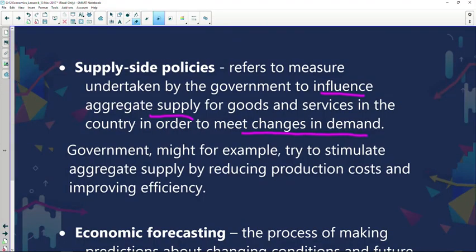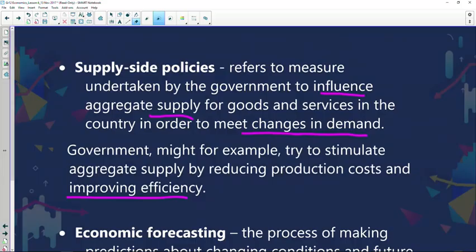So government might, for example, try to stimulate aggregate supply by reducing the production costs and improving efficiency, okay? So we spoke about that earlier on in our lesson where we said there are certain things that the government, by having cash incentives and things like that, can do to improve or stimulate the aggregate supply by reducing those costs and also improving the efficiencies. Okay, so important concepts here: reducing production costs and improving the efficiency as well.